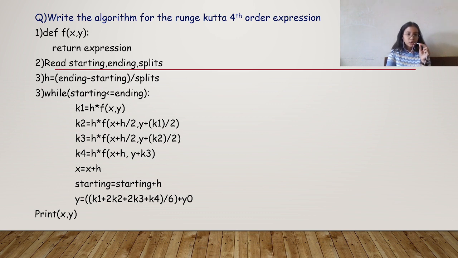Fourth, while starting is less than or equal to ending: k1 equals h multiplied by f(x, y), k2 equals h multiplied by f(x plus h/2, y plus k1/2), k3 equals h multiplied by f(x plus h/2, y plus k2/2), k4 equals h multiplied by f(x plus h, y plus k3). x equals x plus h, starting equals starting plus h, y equals (k1 plus 2k2 plus 2k3 plus k4)/6 plus y0. Print x comma y.